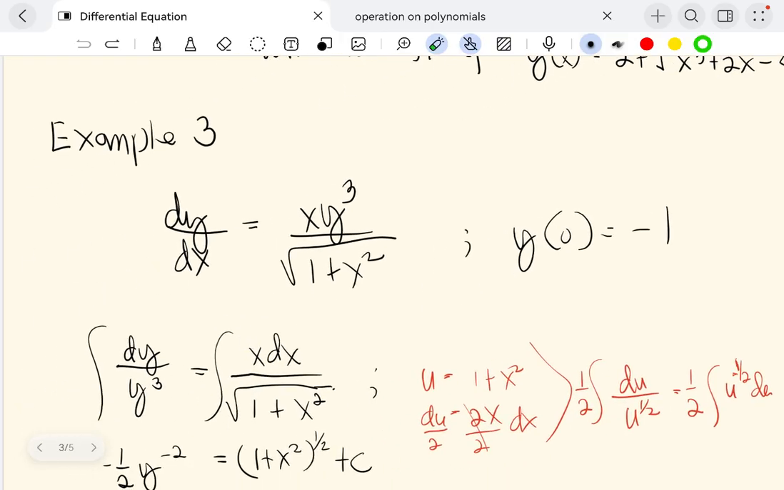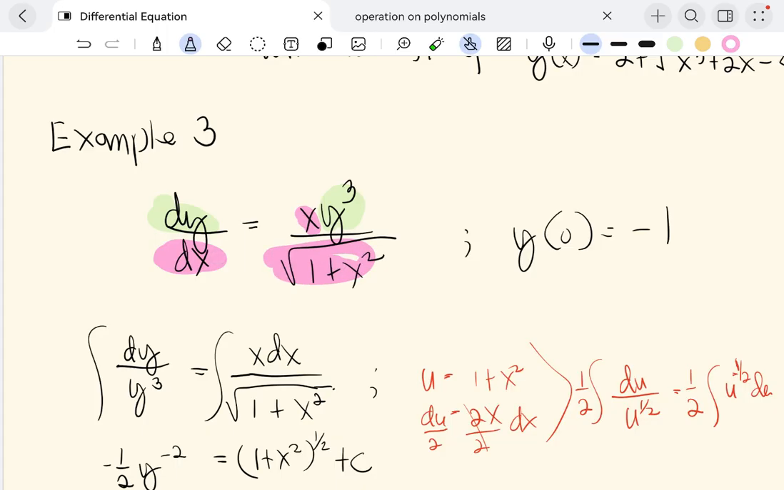Example 3: dy over dx is equal to xy cubed divided by the square root of 1 plus x squared, with the initial condition that when x is equal to 0, y is negative 1. Here you can see dy, and the other terms that we need to group are these two.